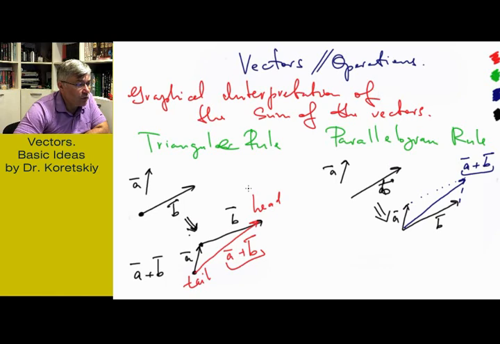For example, the triangular rule is better to use if you try to define the route of the motion of the body. If some given body moved along vector a and along vector b, finally it is equivalent to the motion along vector a plus b. For example, if you try to get the decomposition of the forces, it's best to use the parallelogram rule to define the common force which acts on the body.